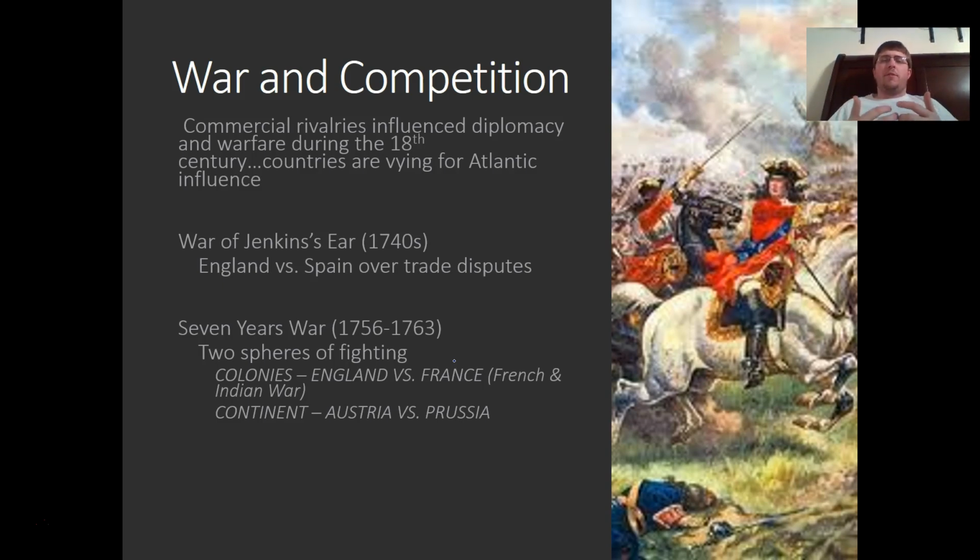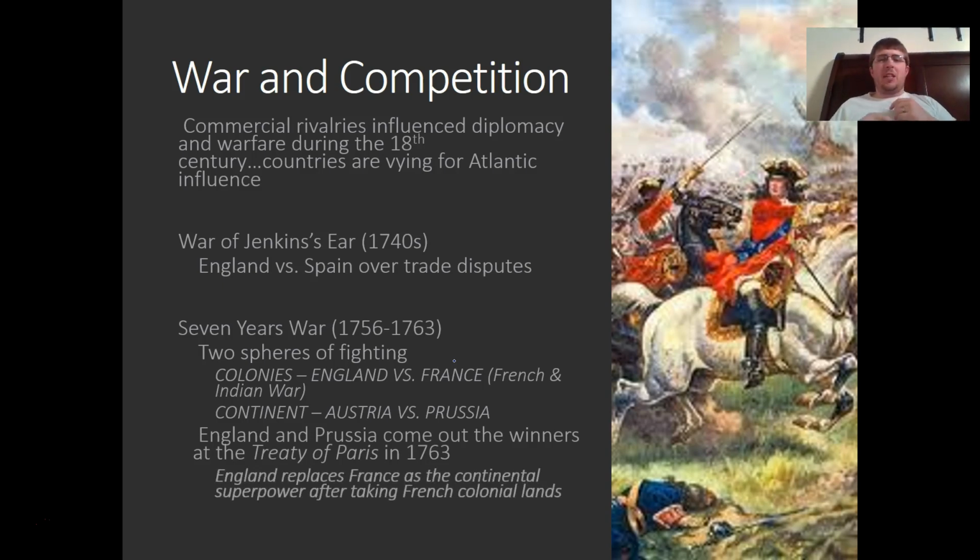Throughout the course of this fighting, you know who wins in the New World. And in Europe, you see Prussia with Frederick the Great battling Austria and Maria Theresa. They were not friends. Know that for the salon. Frederick the Great, Maria Theresa, not so much. But in any case, this war ends, and it's clear after it's over that England and Prussia come out the winners at what was called the Treaty of Paris in 1763.